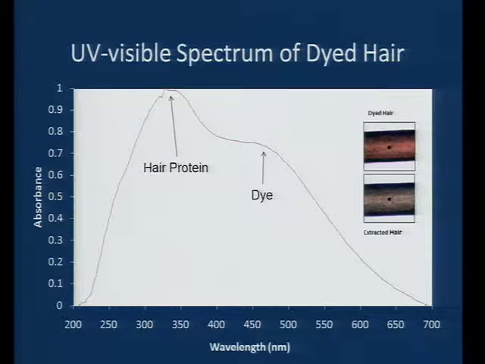In terms of what this looks like, the downside is that hair protein absorbs beautifully in the UV, and so you're always going to have a contribution of the hair protein. But in the case of red hair dyes, you do see a nice hump or an absorption here that's due to the dye. And there's two images there. One's showing a dyed hair, the other's showing the same hair that's just been extracted. So just the difference between the dyed hair and a bleached hair, okay, which is a pretty extreme example.